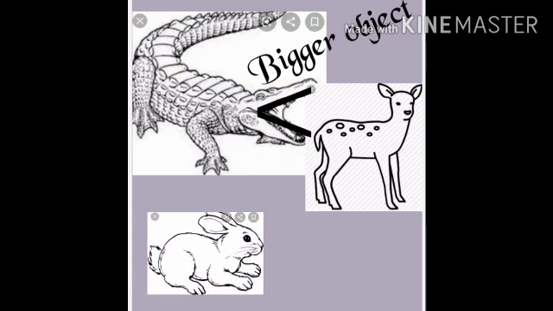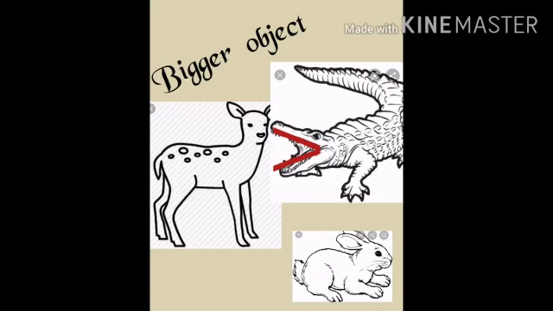You can see the deer is standing in the right. So the crocodile turns towards the right and catch the deer. So it wants only the bigger object. Now you can see the deer is standing in the left. So the crocodile turned towards the left and catch the deer. So the crocodile will open its mouth only to the bigger object.